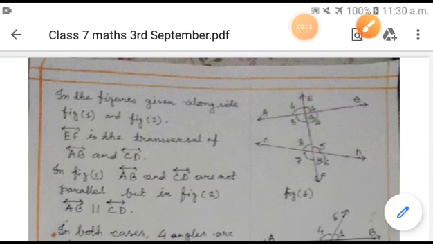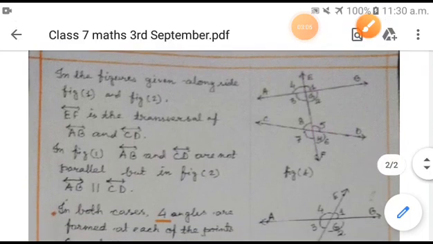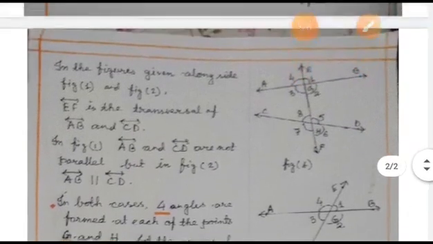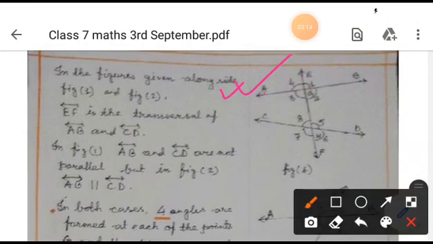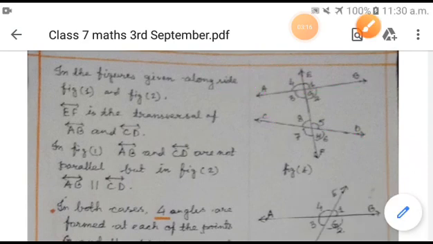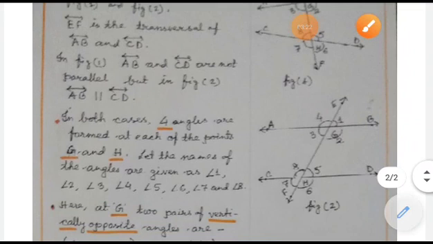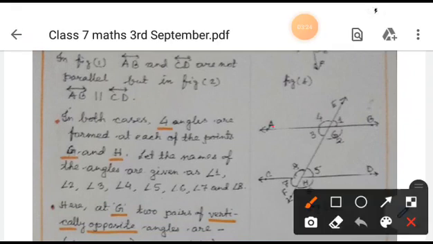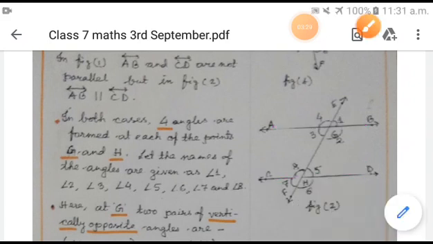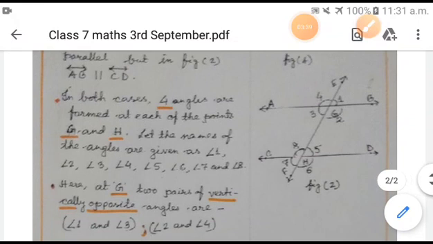Now here we will see that AB and CD are not parallel in figure 1, but in figure 2 AB is parallel to CD. Now what is meant by parallel lines? Parallel lines means the lines that maintain an equal and constant distance from each other, and they will never meet or intersect each other. Then the two lines are said to be parallel to each other.